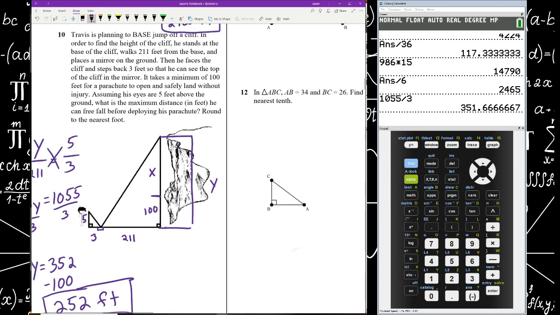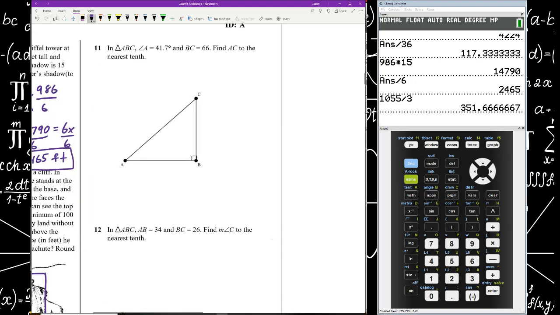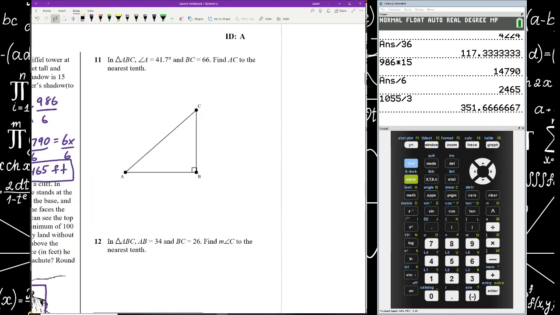We're now going to look at number 11. So number 11, it says we're going to have A be 41.7 degrees, BC is 66, AC is what we're looking for. Notice we have 2 sides and an angle. So depending on which one we're talking about, it's either going to be a special right triangle or trig. The key on the special right triangles is you either have 45, 30, or 60. This is not one of those ones. So it's going to be trig.